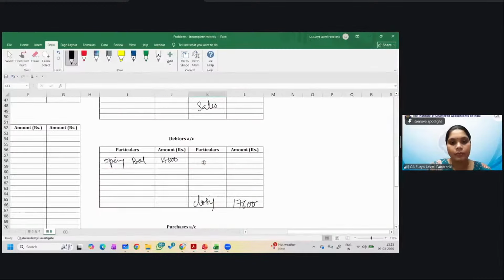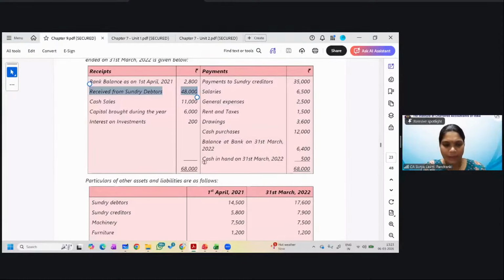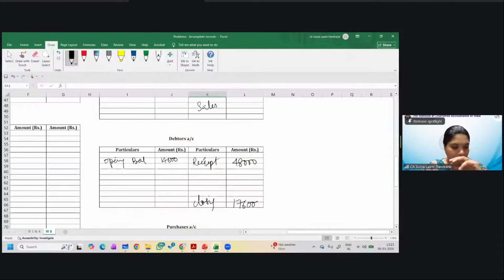How much is this? Okay. Discount allowed, I think we don't have, so I'm skipping that. What is the balancing figure? Please calculate the balancing figure. 51,100. Is this clear, everyone?